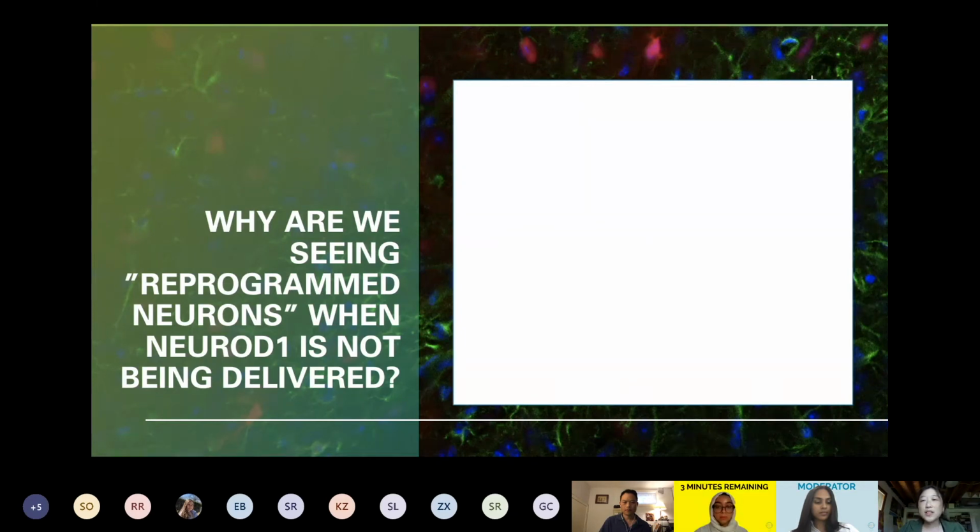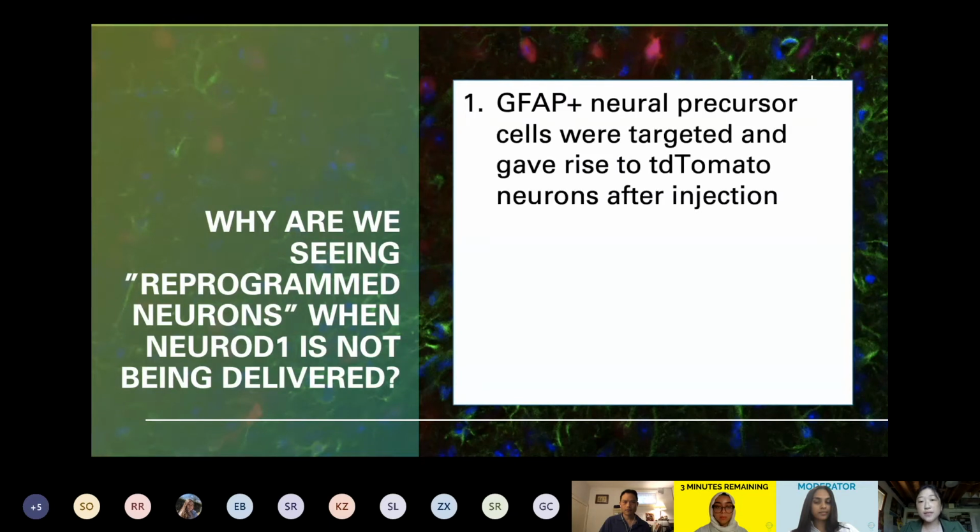So what is happening? Why are we seeing these reprogrammed neurons when we aren't even giving them the transcription factor? We have two hypotheses. There's actually another type of cell in the brain that expresses GFAP, so the virus can actually get into these. These are neural precursor cells, and they just become neurons without NeuroD1. So we were thinking maybe the medial prefrontal cortex has these cells in them, and we just weren't aware of that. So that's one option.